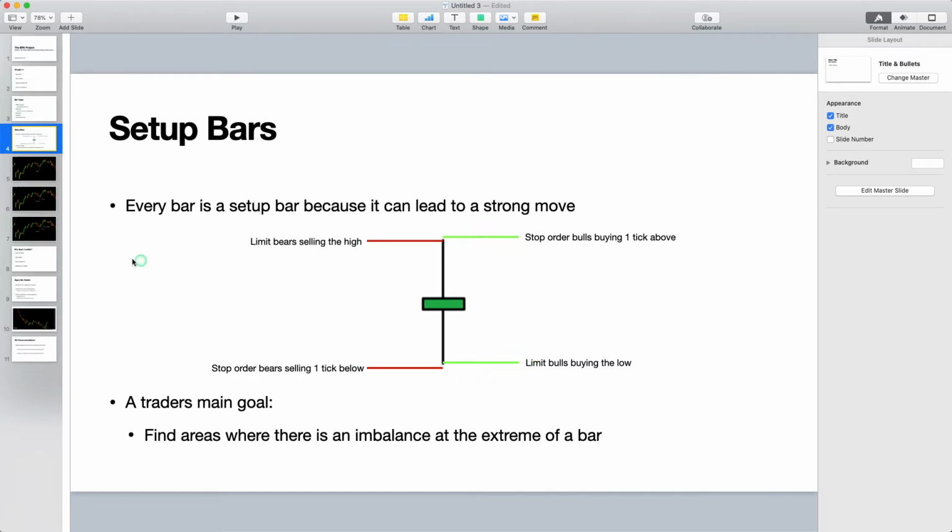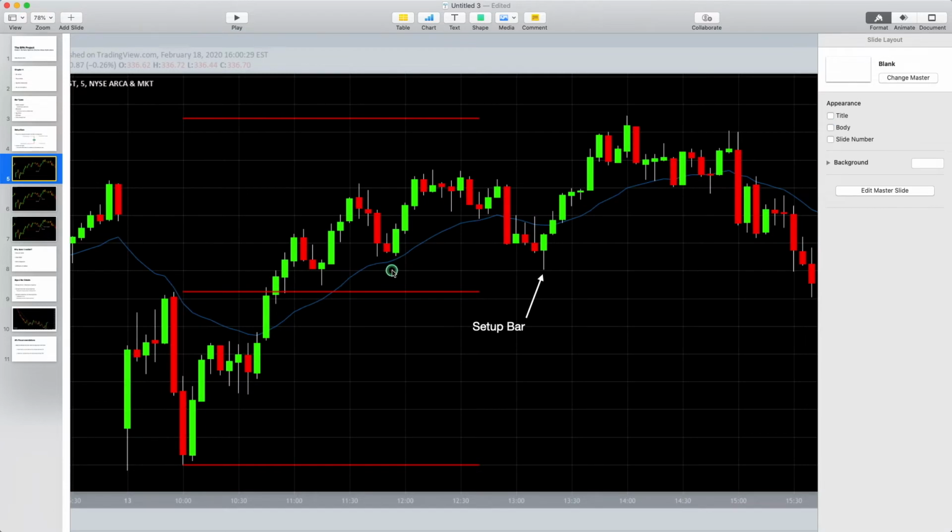And the example Al gives is buying a pullback in a bull trend. So we have a strong rally here. We have a first break below the moving average and a second entry buy. So this is the setup bar. The setup is a wedge bull flag or a double bottom bull flag. That's the entire setup in a bull trend, which can lead to higher prices. This bar itself is the setup bar.